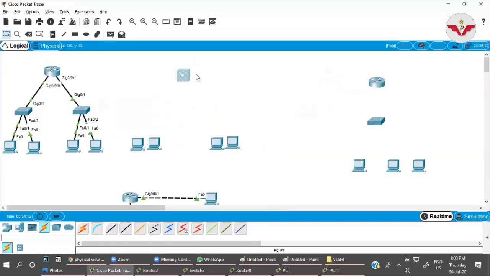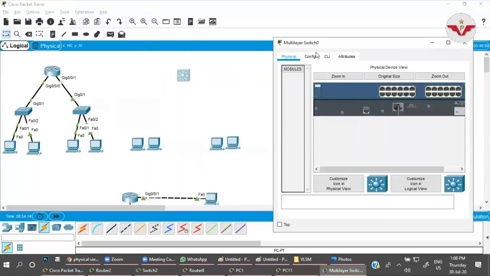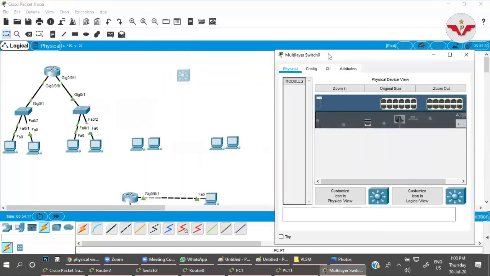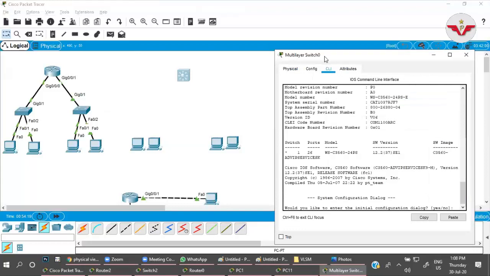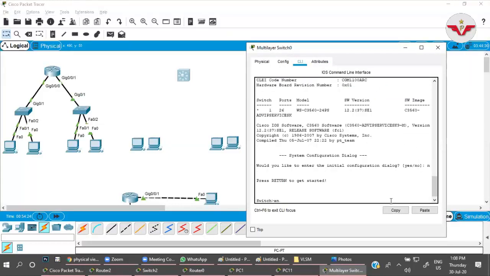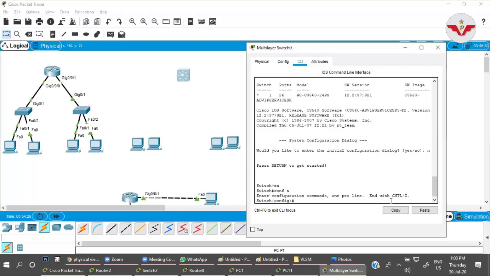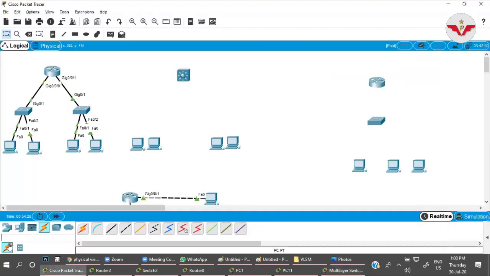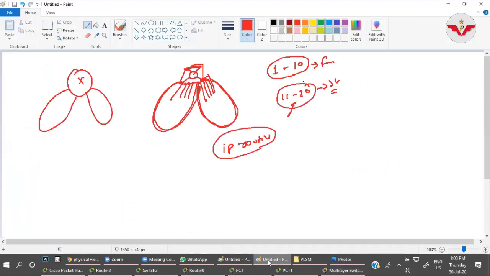Right. Now, first of all, just go to the switch here, command line, enable, config t. Okay, let us take 3 networks here. I am going to take 3 networks: 1 to 10 for faculty, 11 to 20 for student, and 21 to 24 for back office.